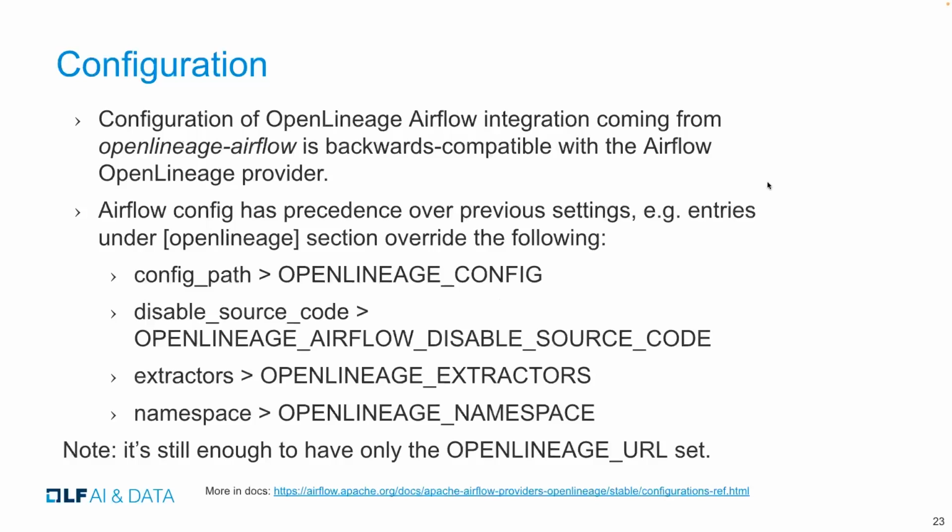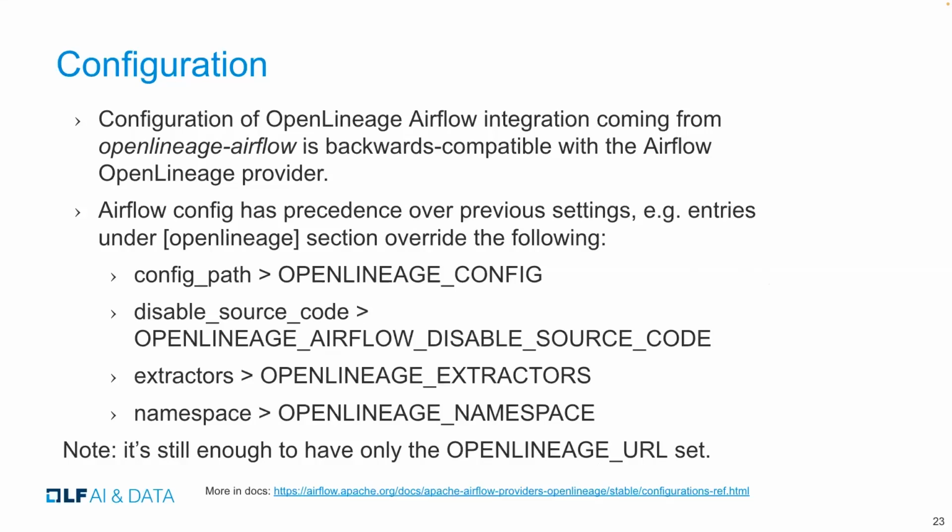Also, there are changes introduced in configuration. So there is a whole section called OpenLineage in Airflow config. Many of the features that were previously available in the OpenLineage Airflow package are also compatible with the provider. Especially, I think that people usually use OpenLineage URL. This is pretty common and still works, so you don't need to add anything to the Airflow config.